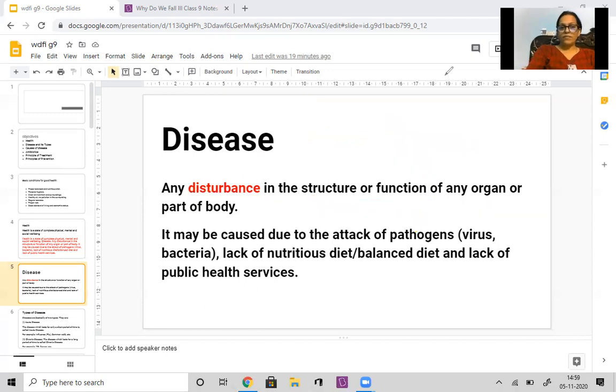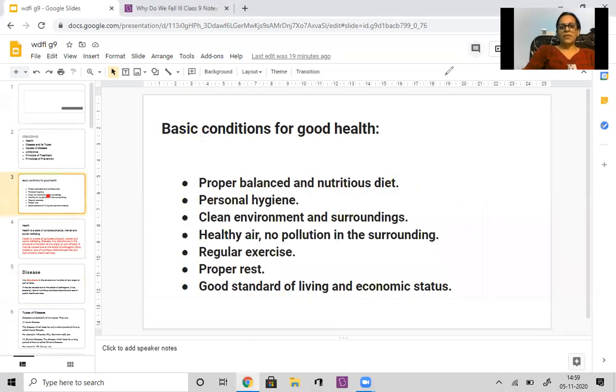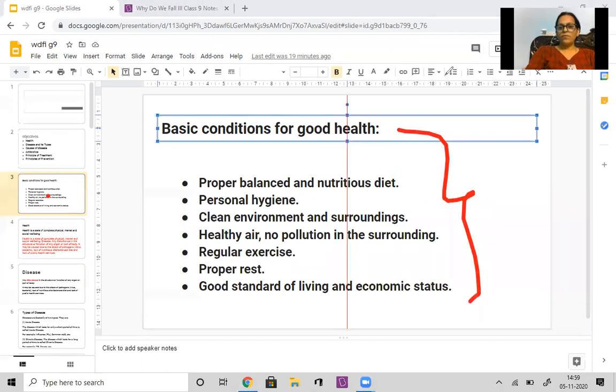We have just discussed the basic conditions of good health. If these conditions are not fulfilled, then what does it mean? Then a person will suffer from disease. If there is no proper diet, no personal hygiene, no clean environment, no healthy air, and a person survives in such dirty conditions, definitely the person will suffer from some diseases, right?